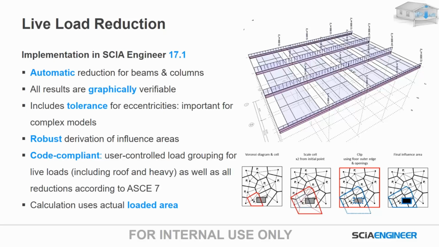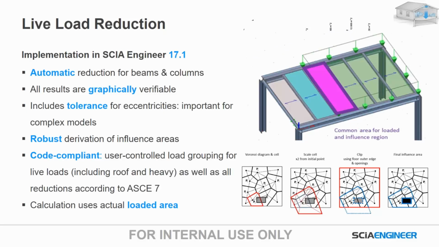So you, the user, control the loading for the load groups that you want to be reduced. You would select, hey, I want to reduce this roof live load, or this heavy live load, or this regular live load. That's all up to you. And then it really uses the actual calculated areas. So it's calculating based on, hey, if this beam is loaded here but not loaded over here, it's not going to take that into account because there's no load there.